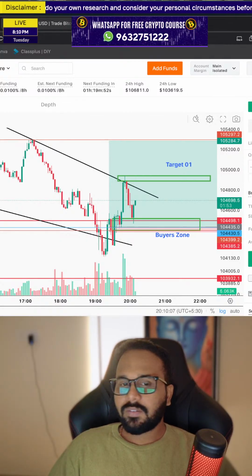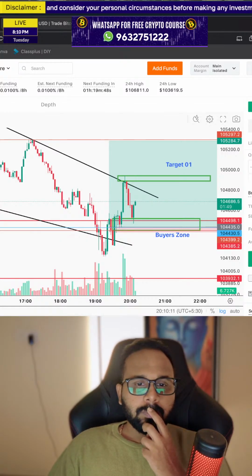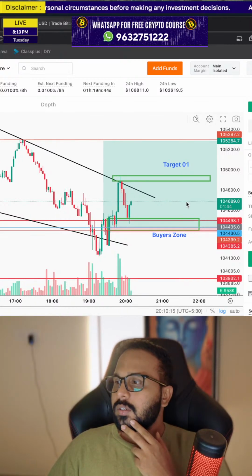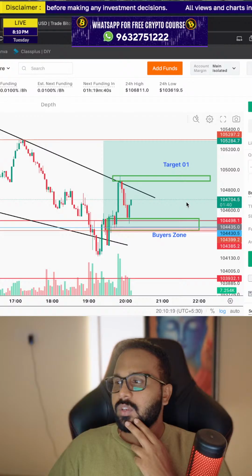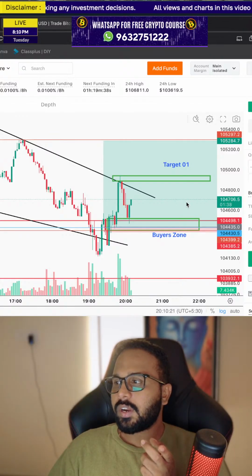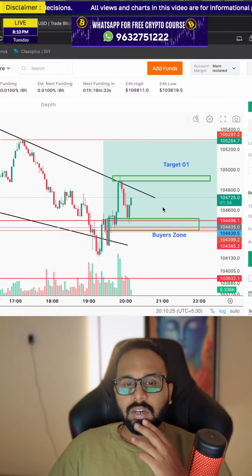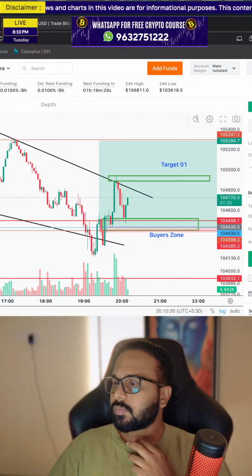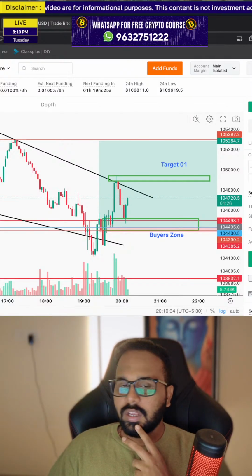S&P 500 has given a breakout, that is good for us. So hopefully it sustains. It is currently trading at 5,950, if it goes to 5,970, that is done. That will support our trade. Nasdaq is also getting ready.